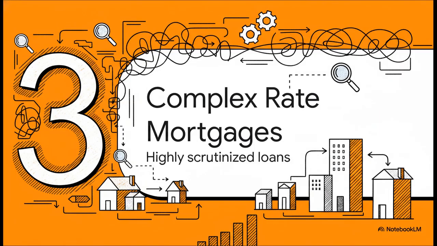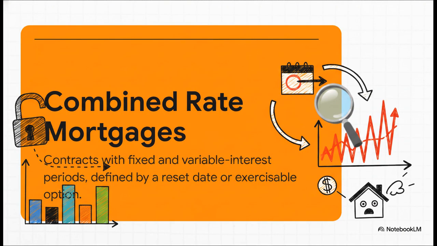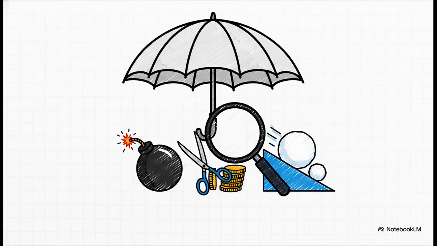Which brings us to part 3, unpacking complex rate mortgages. Okay, so the first major category we need to look at is the combined fixed and variable rate mortgage. Basically, these are contracts that shift. They start out nice and stable with a fixed interest rate period, but eventually they transition into a variable interest rate period. That transition is usually triggered by a specific reset date or an exercisable option. The major risk here is payment shock, because when that rate finally shifts, a borrower's monthly payment can just skyrocket unexpectedly.